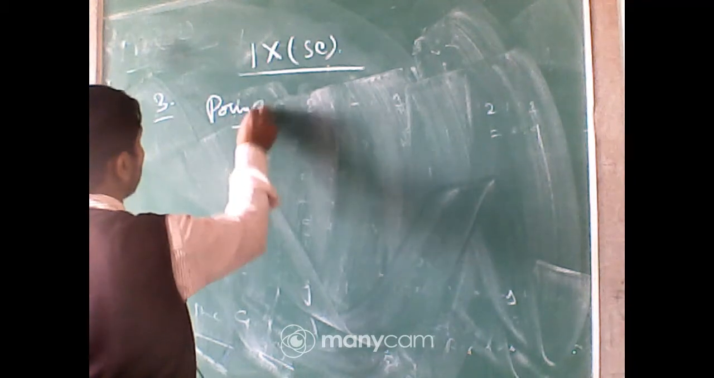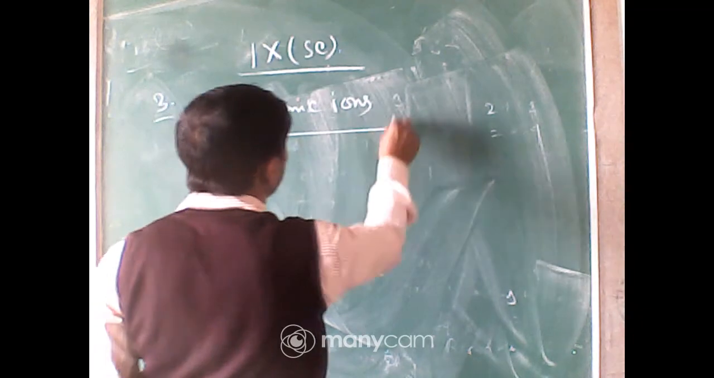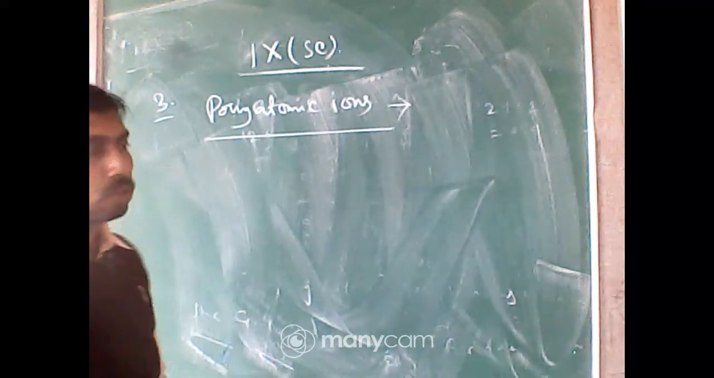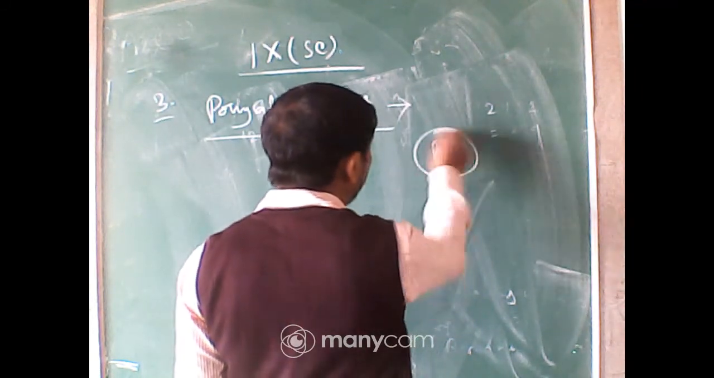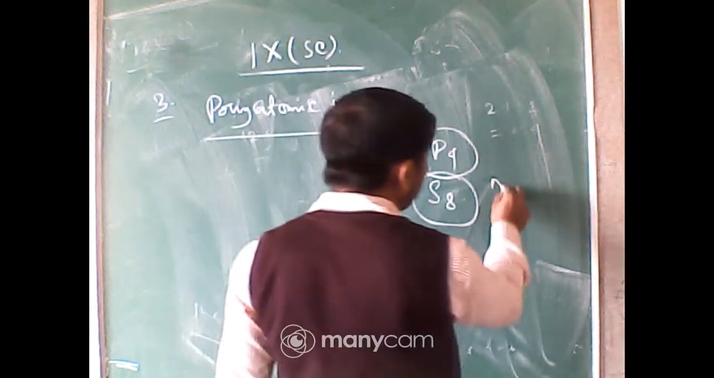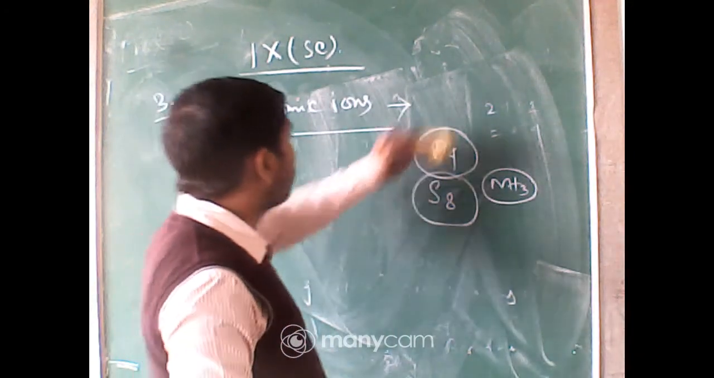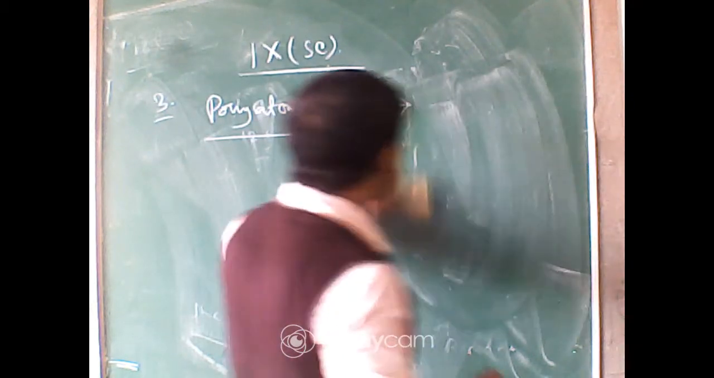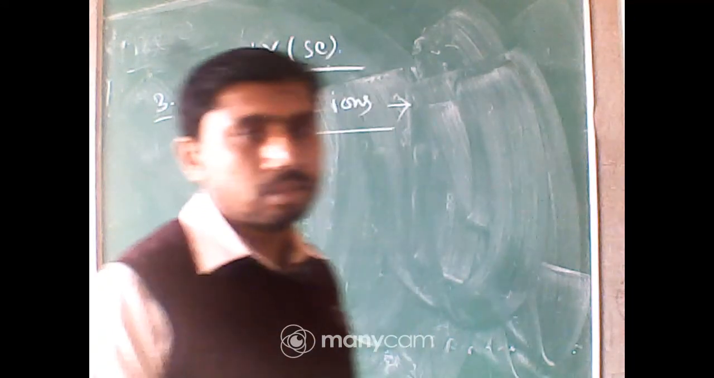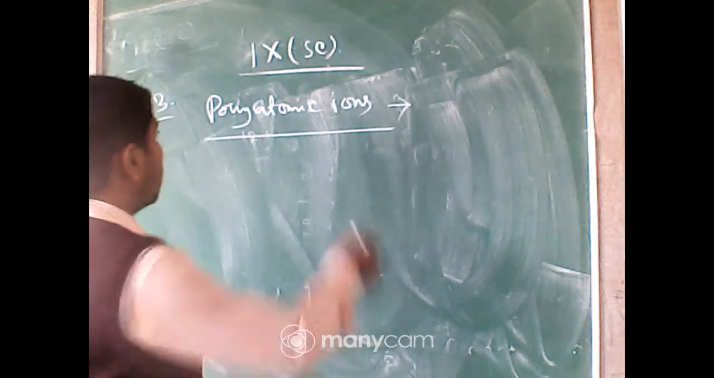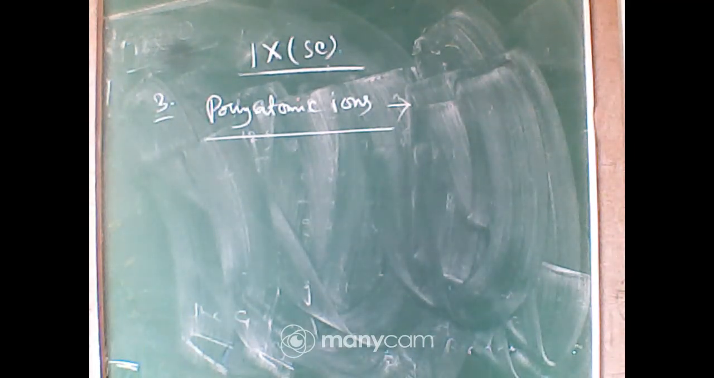Polyatomic ions. Already we know polyatomic molecules, that is P4, S8, NH3, etc. But here it is polyatomic ions. Polyatomic ions mean a group of atoms which also carries some charge, that is ions. So how would you define the polyatomic ion?